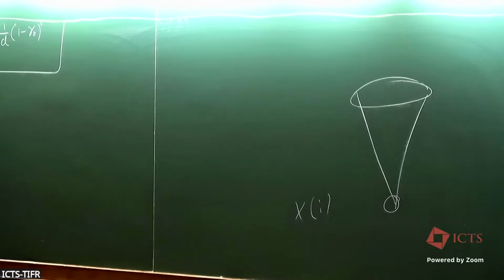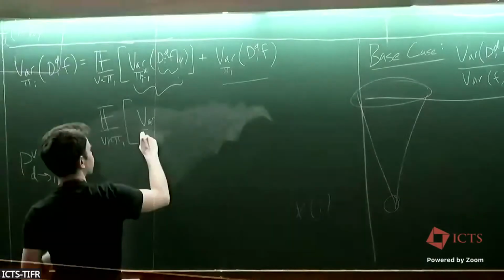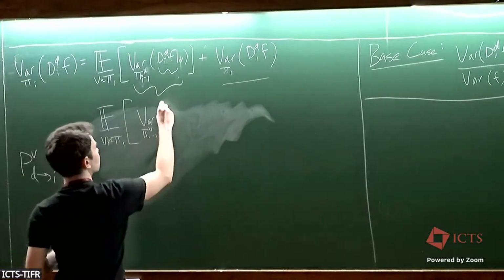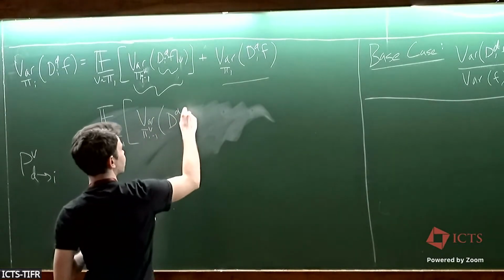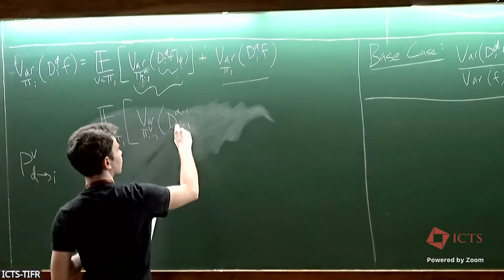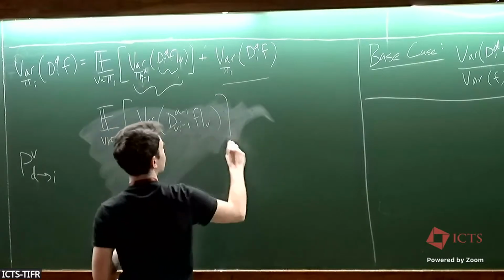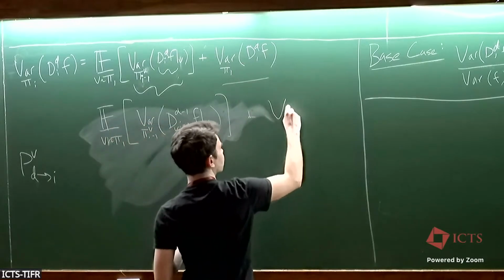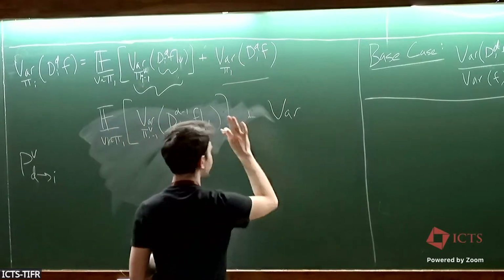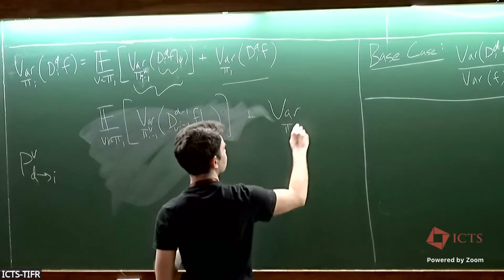We can rewrite this term as the expectation over I1 of the variance over the link of V of the actual local down operator d minus 1 to I minus 1 on V applied to F restricted to V, plus this global variance term, which we know is bounded, but I'm not quite yet going to plug in our bound here.